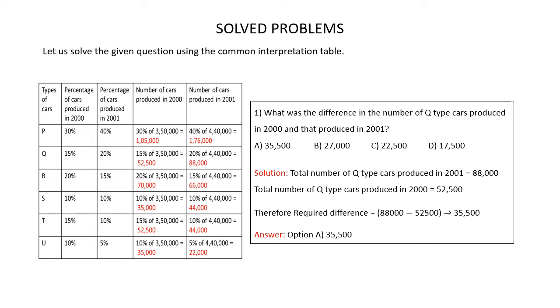Now, as you can see in this table, the number of Q-type cars produced in 2001 is 88,000 and the number of Q-type cars produced in 2000 is 52,500. So the required difference is 88,000 minus 52,500, which is 35,500. So the correct answer is option A, 35,500.